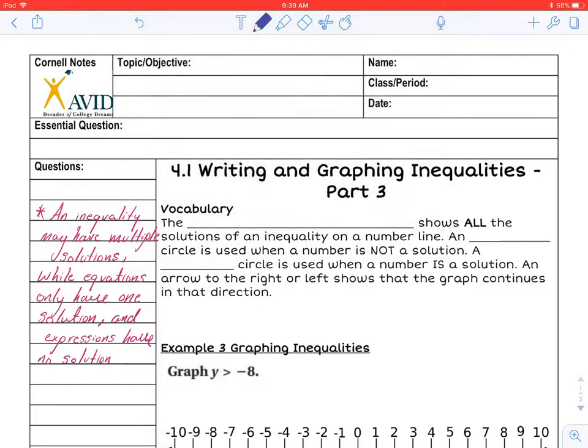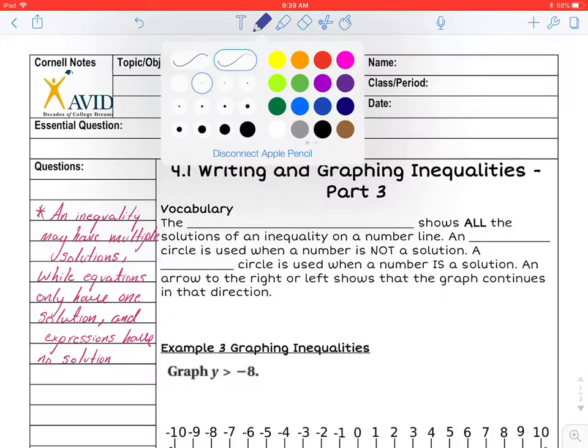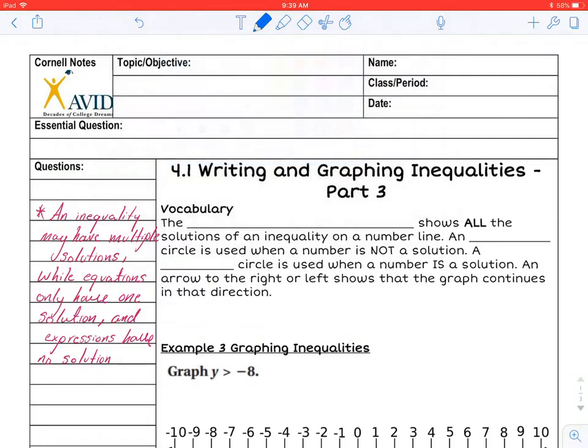The graph, I don't like this color. Let's see. No, I don't like that one either. How about blue? There we go.